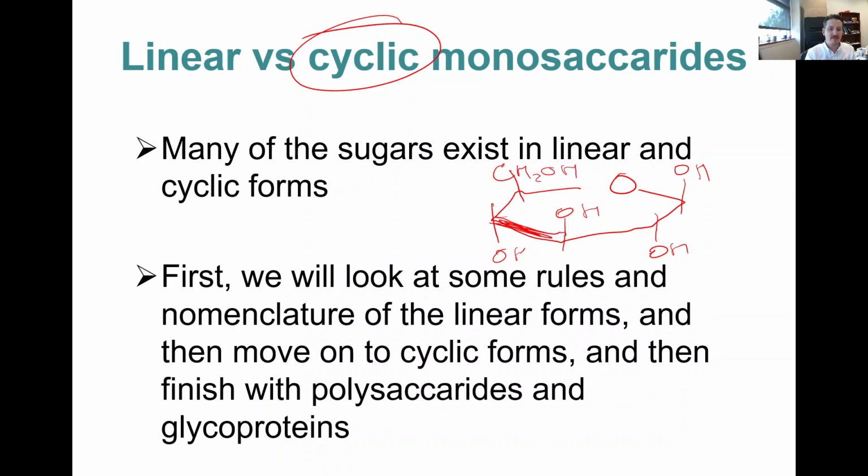going to have this projection like so to illustrate the 3D shape, and it's going to look something like this. And that's the cyclic form, which most people are really familiar with. And just a note as well, some of these OHs, I guess I should draw in the hydrogens to be clear. Some of these OHs are pointed upwards and some of them pointed downwards. And that's not by coincidence.